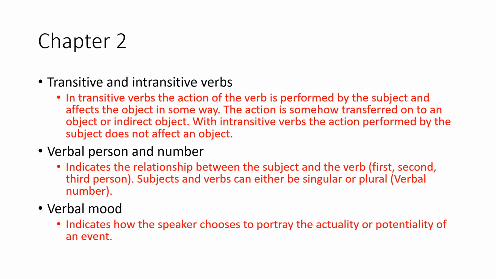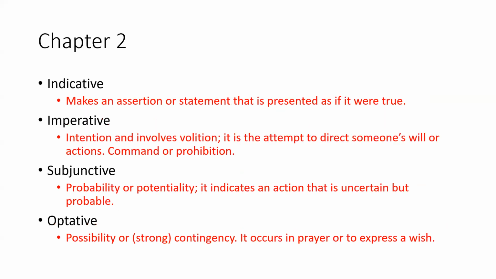Verbal person and number. This indicates the relationship between the subject and the verb: first, second, and third person. That's verbal person. Subjects and verbs can either be singular or plural. That's called verbal number. Verbal mood indicates how the speaker chooses to portray the actuality or potentiality of an event. We're going to get more into that right here.